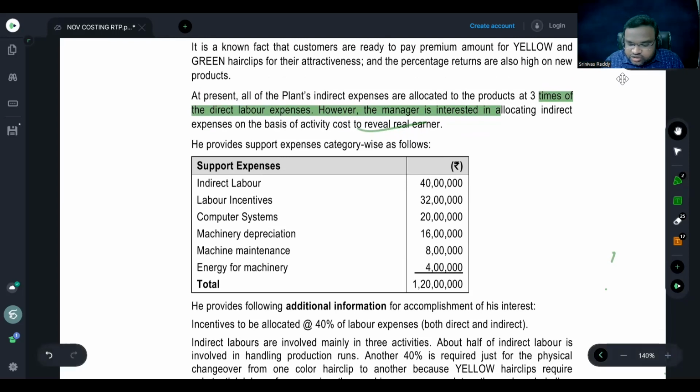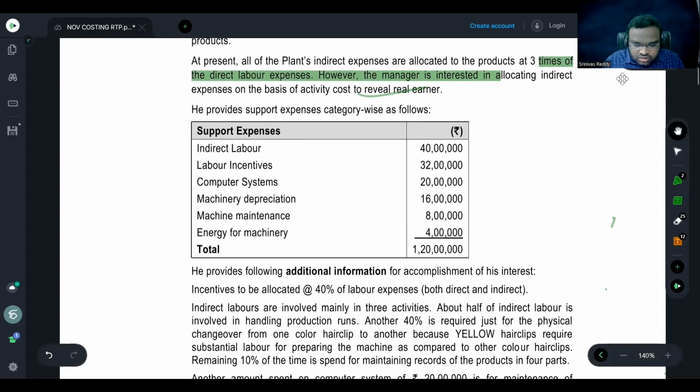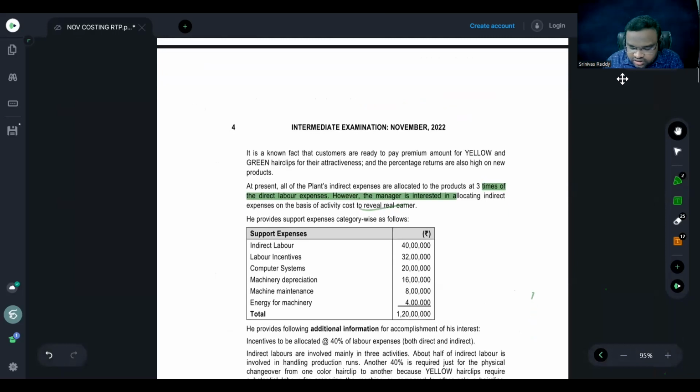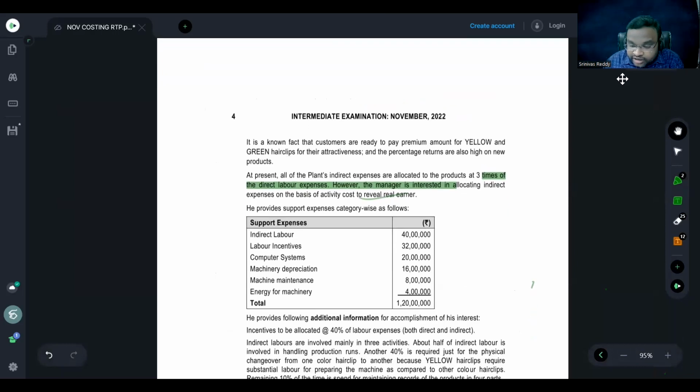He provides support expense as follows. Indirect labor 40 lakhs. So what I'm doing, I'm going with a concept of three times, which gives me 1.2 crores. I assume 40 lakhs is your direct labor, and 1.2 crores is our support expense; you are assuming three times. Indirect labor 40 lakhs, labor incentives 32 lakhs, computer systems 20 lakhs, machinery depreciation 16 lakhs, machine maintenance 8 lakhs, energy for machinery 4 lakhs.